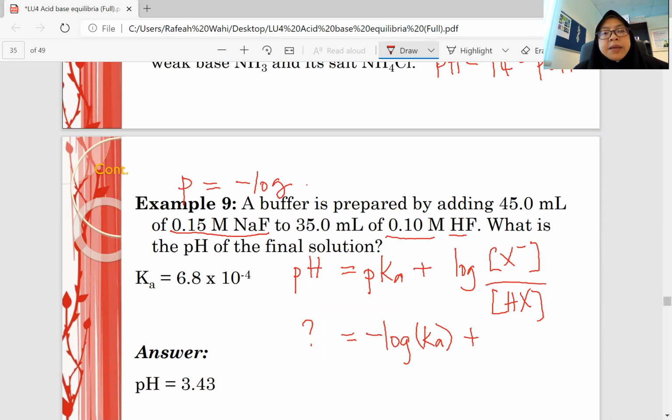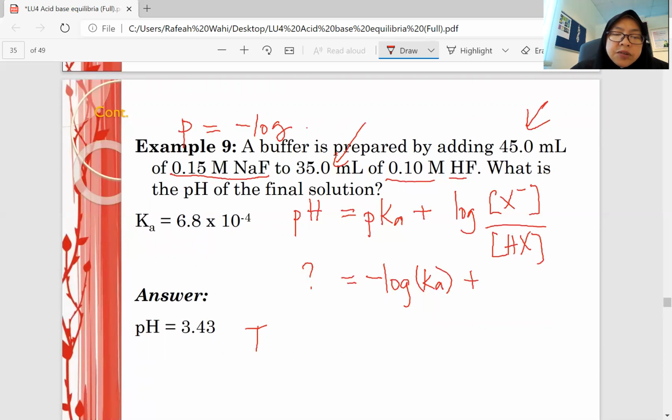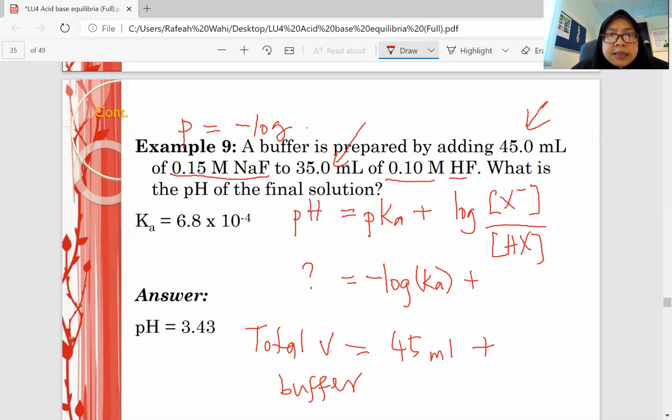molar. So what happened when you add together 45 ml of NaF with 35 ml of HF? Of course, the total volume for the resulting buffer should be 45 ml plus 35 ml. Okay, so here we'll get 80 ml of buffer solution.